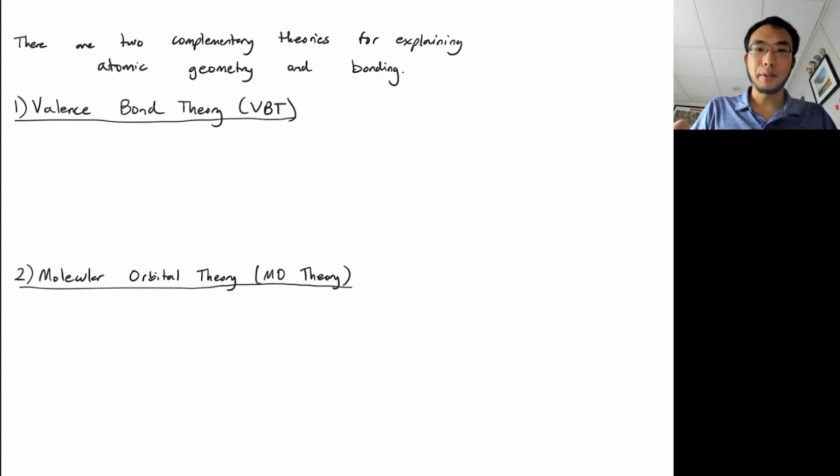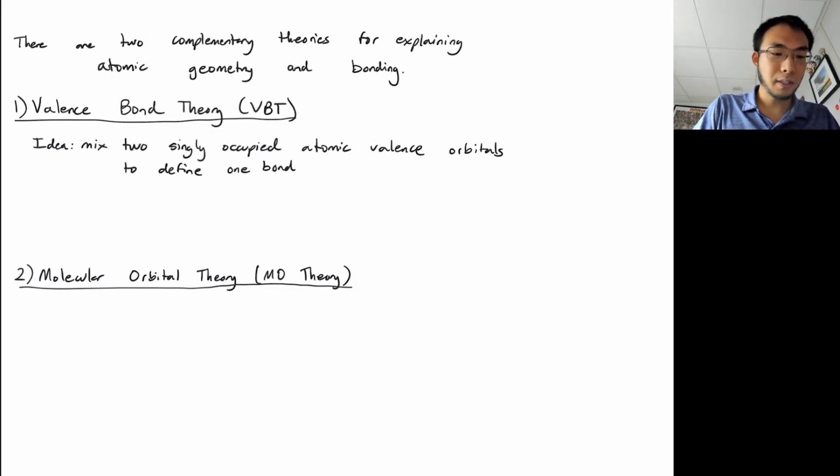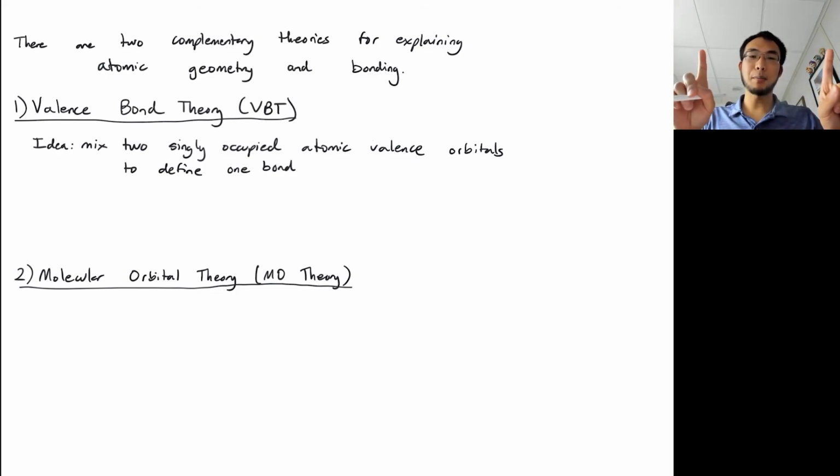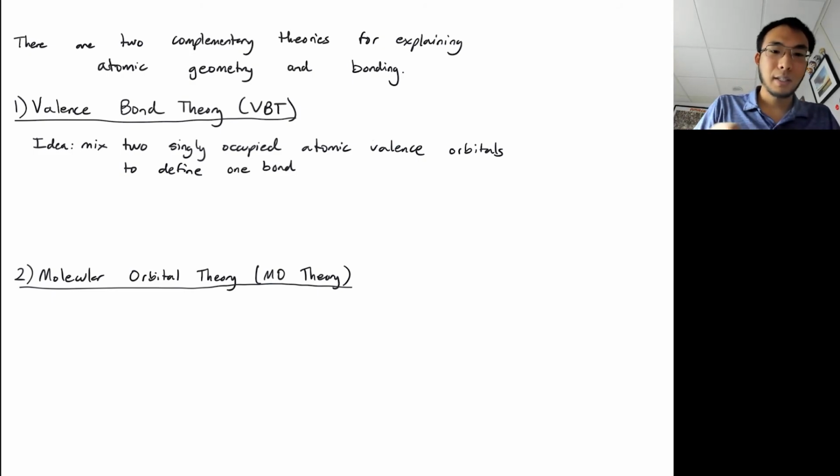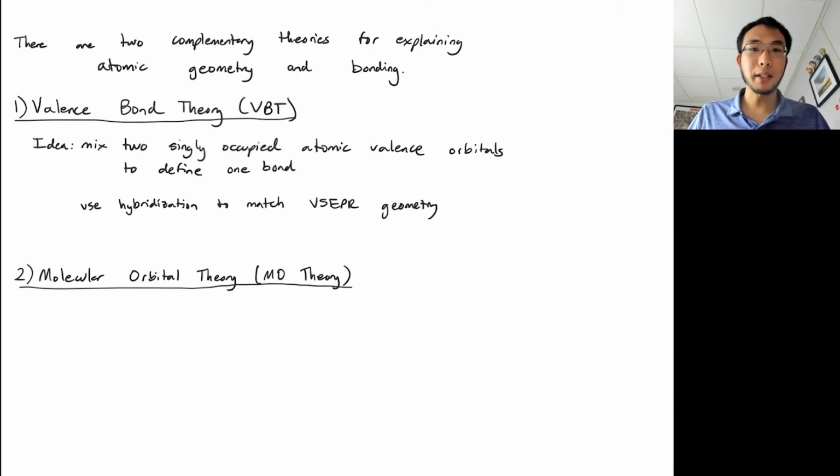So the idea with valence bond theory is that we're taking two singly occupied orbitals, and that we're looking at only valence orbitals, and that these two singly occupied orbitals are paired up and mixed to make a bond. So two unpaired electrons paired together, and then also at the same time those two orbitals that those electrons are in are mixed to make a new bond orbital. An additional piece we have to do with valence bond theory is to hybridize our atoms. So we use hybridization in order to get the orbitals to match what VSEPR would predict for the geometry.